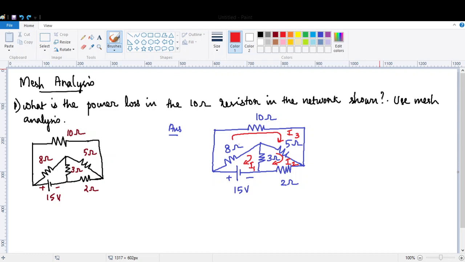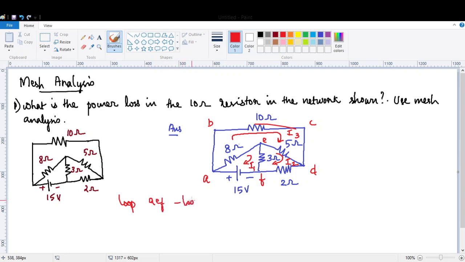Now I'm going to apply the KVL rule. While applying the KVL rule in the first loop, what will be the answer? You can imagine what the answer is. For the first loop, we will provide some names for the nodes. Let these be A, B, C, D, E, and F. The loop we are considering is AEF. That is the first loop.